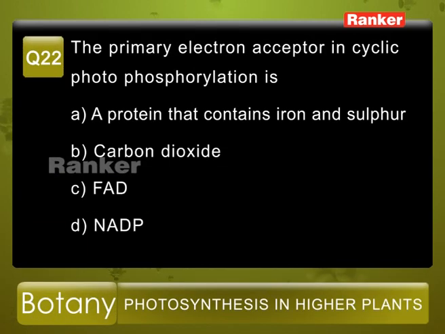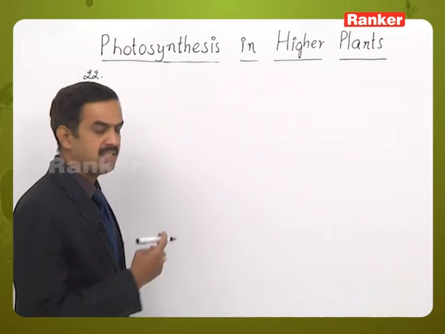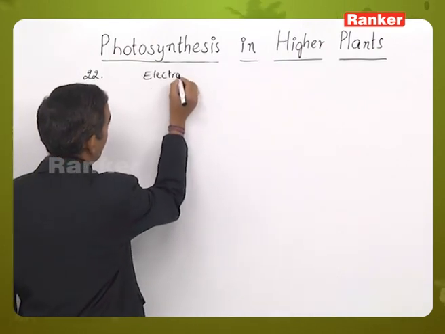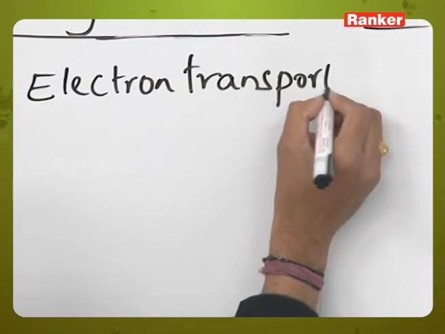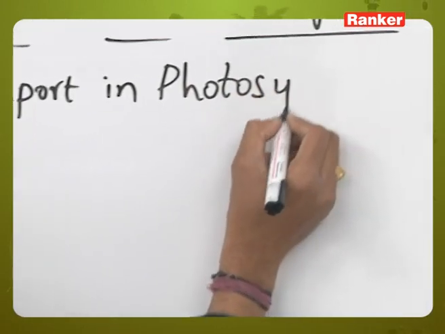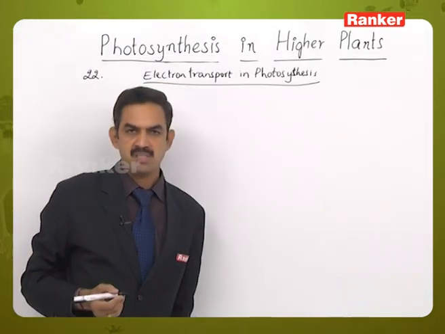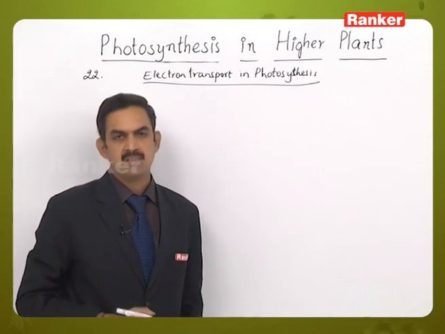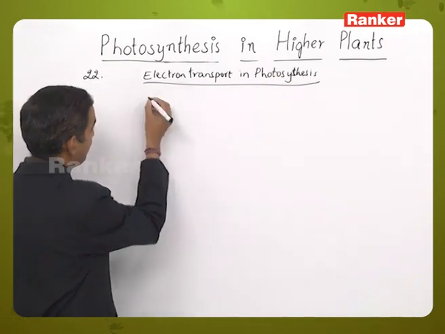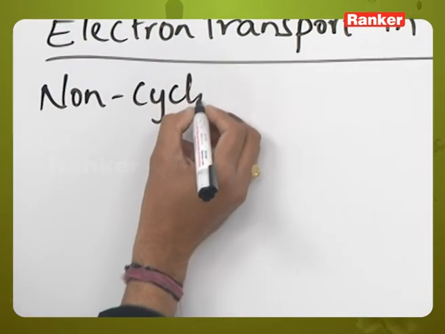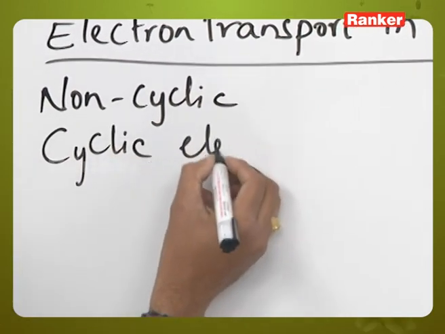Question number 22. The primary electron acceptor in cyclic photophosphorylation is, the given options are A, a protein that contains iron and sulfur, B, carbon dioxide, C, FAD, and D, NAD+. So here this is a question related to the electron transport in the photosynthesis process. Electron transport is the major source for providing energy to the photosynthetic process. Two types of electron transport are taking place: one is called non-cyclic electron transport and the other is called cyclic electron transport.